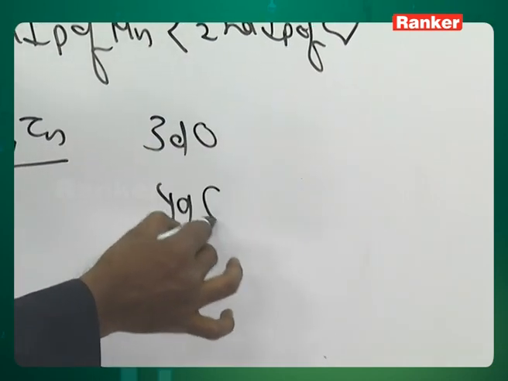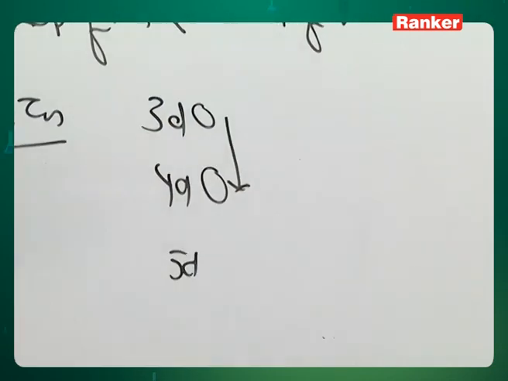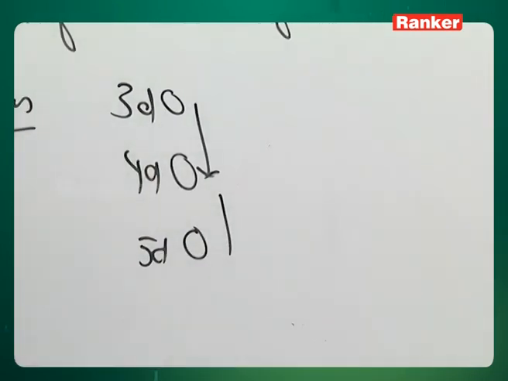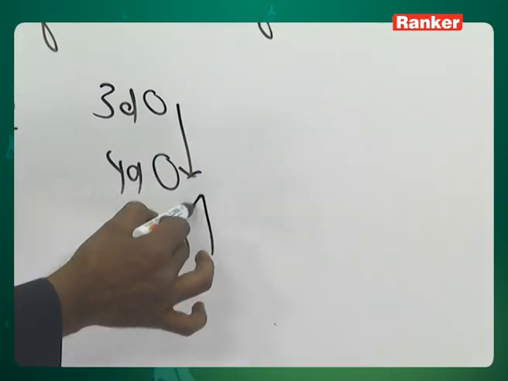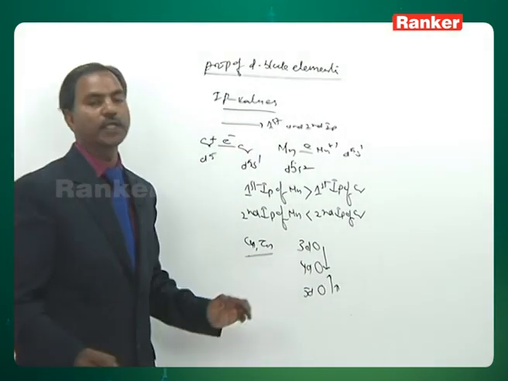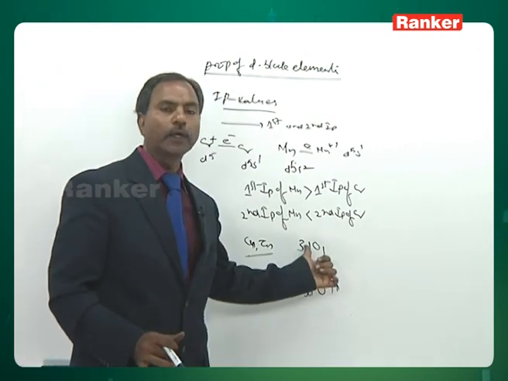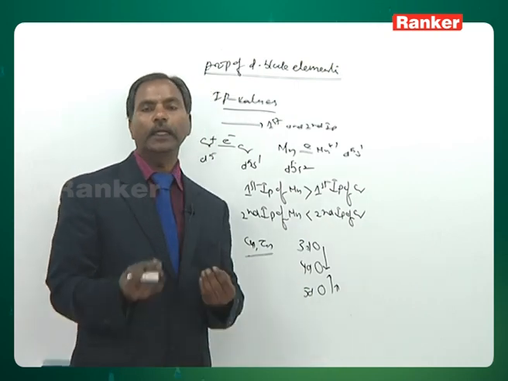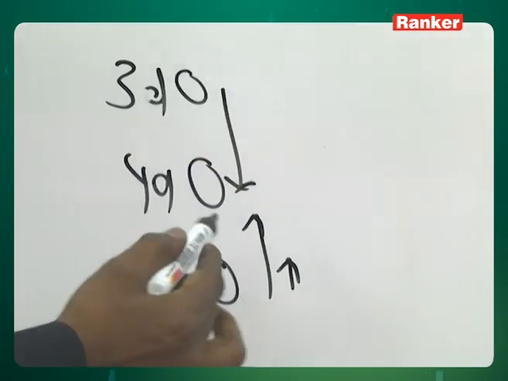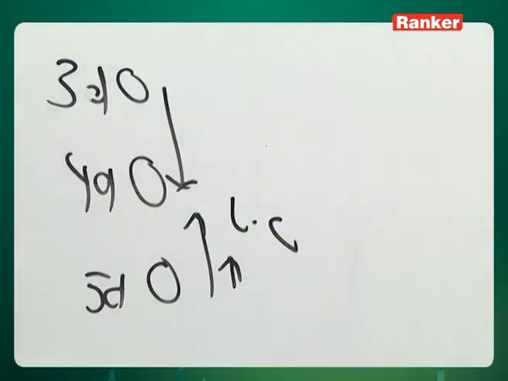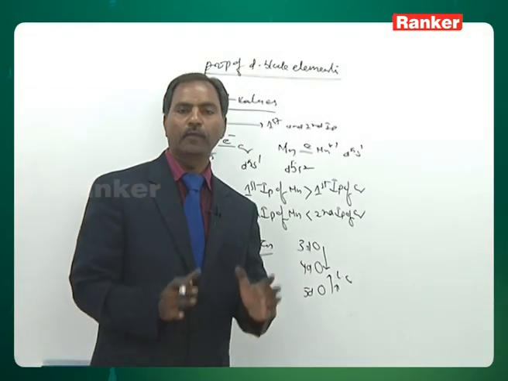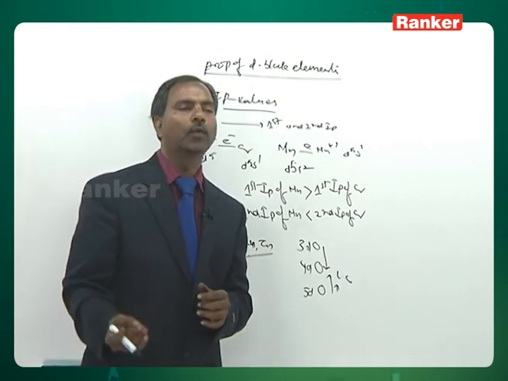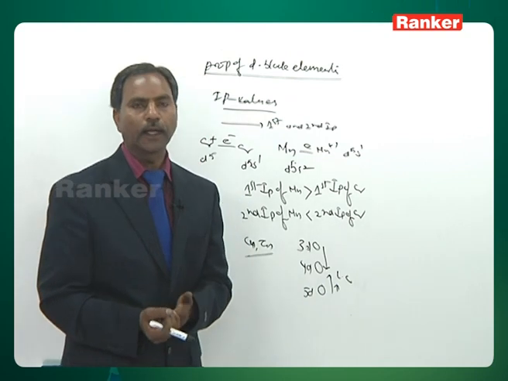From 3d series to 4d series, IP values have to decrease. Yes, decreasing. But from 4d series to 5d series, IP values would be expected to decrease, but they are not decreasing; 4d series to 5d series shows an increase. 3d to 4d IP values decrease, but 4d to 5d IP values show an increase. This is due to the lanthanide contraction effect.